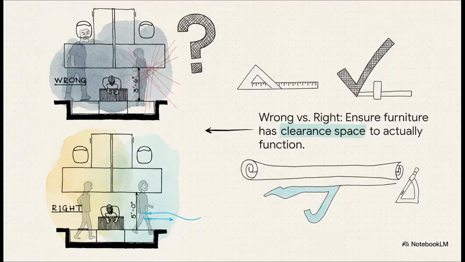And here is a classic example of why that matters so much. See the diagram on the left, the wrong one? It doesn't leave enough room to open a file drawer if someone is walking behind the desk. It's such a tiny detail, but it makes the space totally dysfunctional. The right layout accounts for that simple clearance, and that makes all the difference in the world.